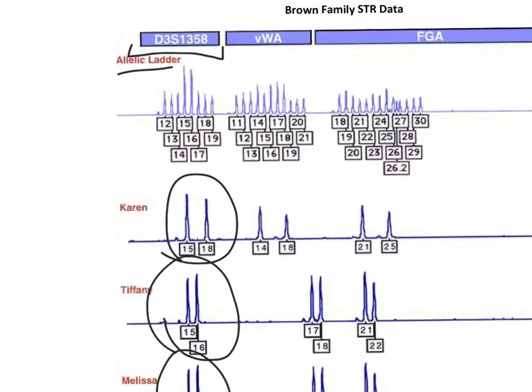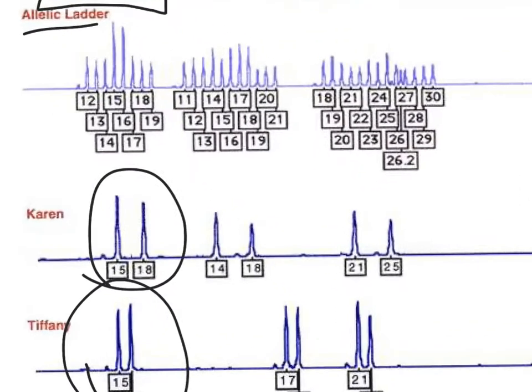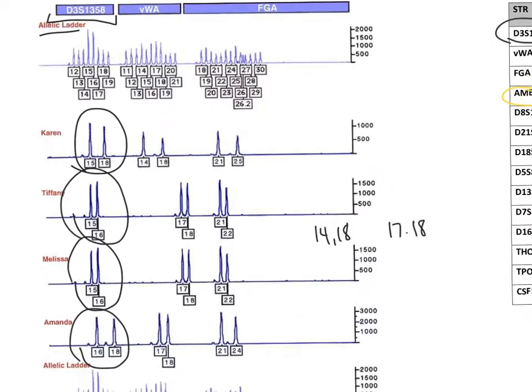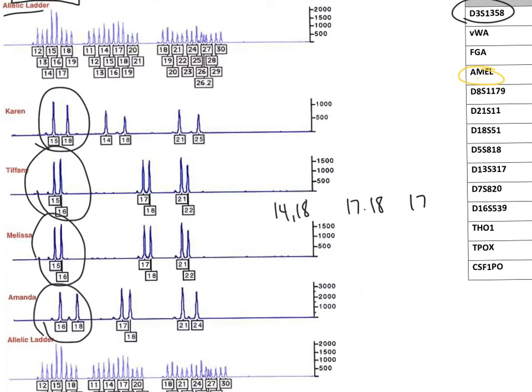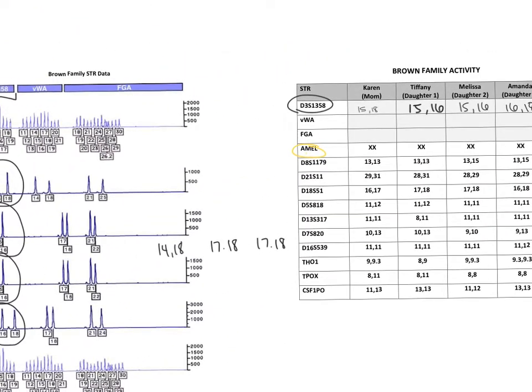So our next one that we have is for the VWA. Karen has 14,18. Tiffany 17,18. 17,18 for Melissa. And 17,18 for Amanda. So I'm just going to slide this over. Oops. Not what I wanted.